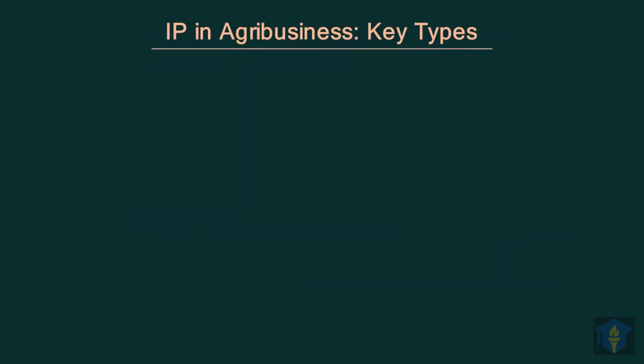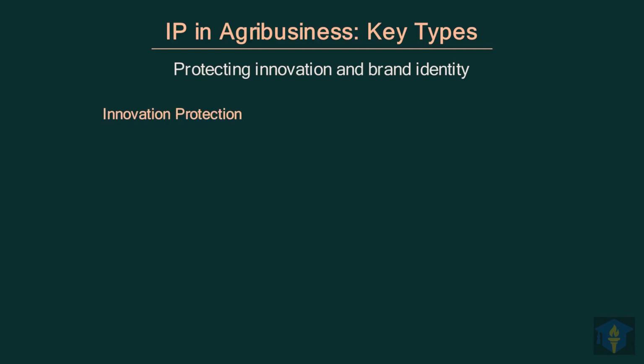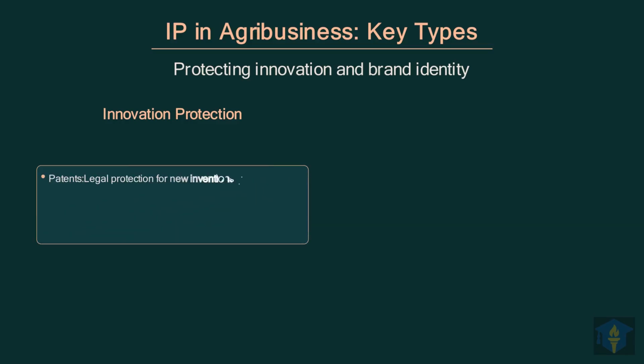Let's explore intellectual property in agribusiness and its key types. IP protects innovation and brand identity in the agricultural sector. First, we have innovation protection methods. Patents provide legal protection for new inventions like plant varieties and technology. Trade secrets protect confidential business information that provides competitive advantage.